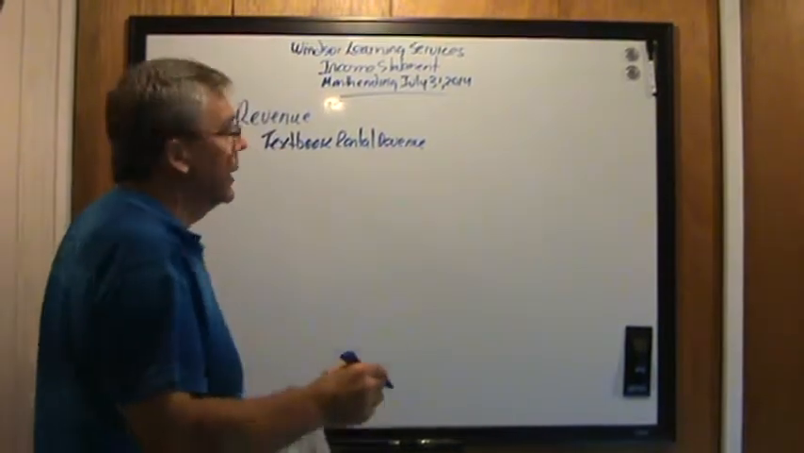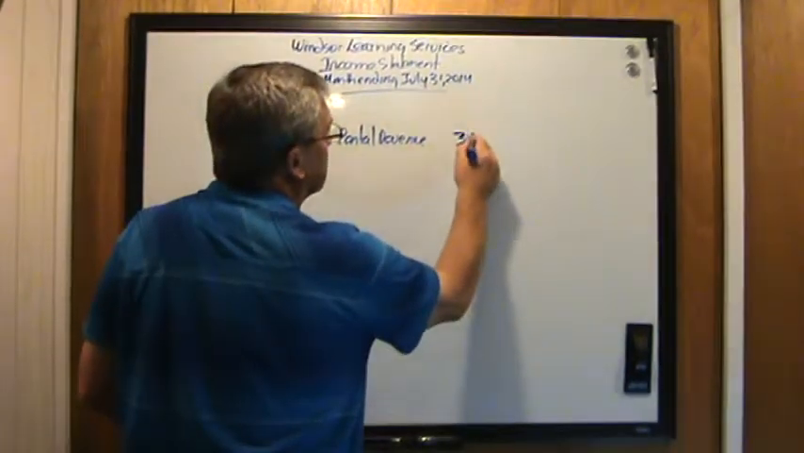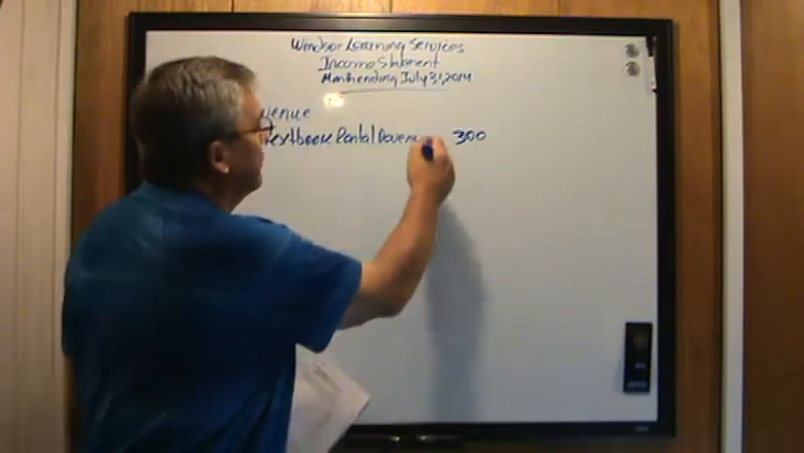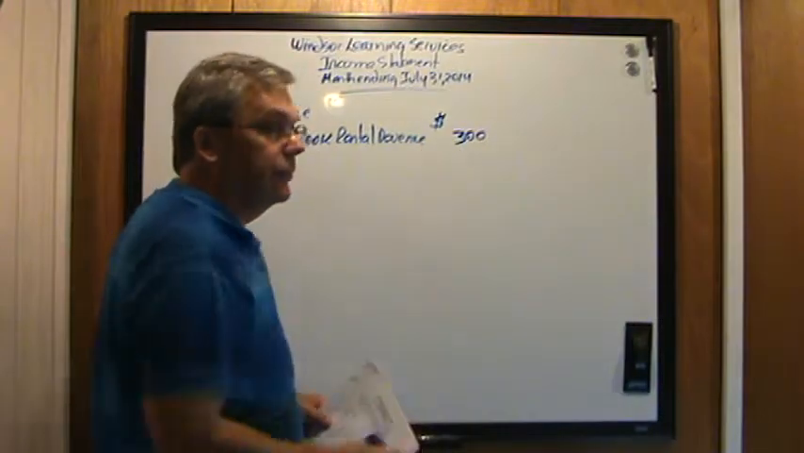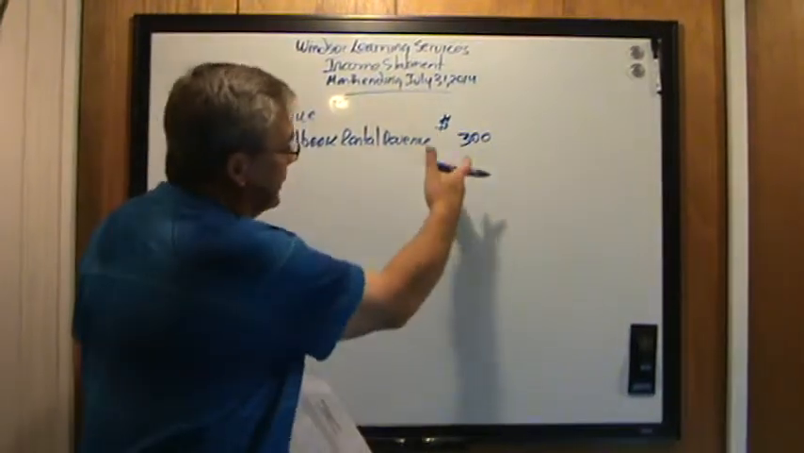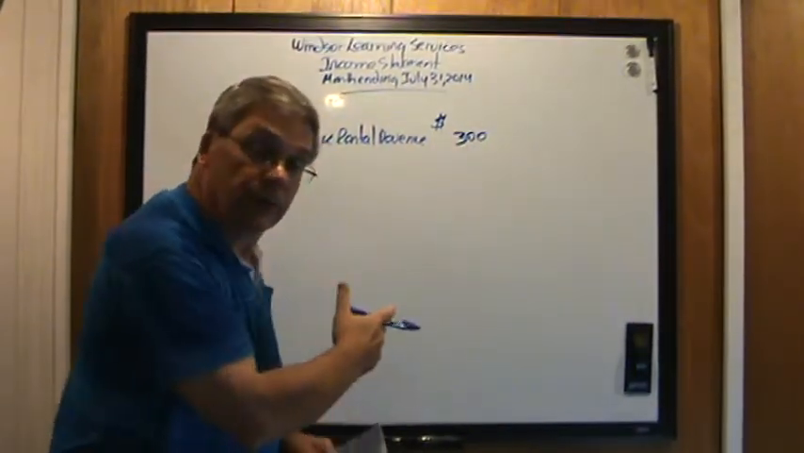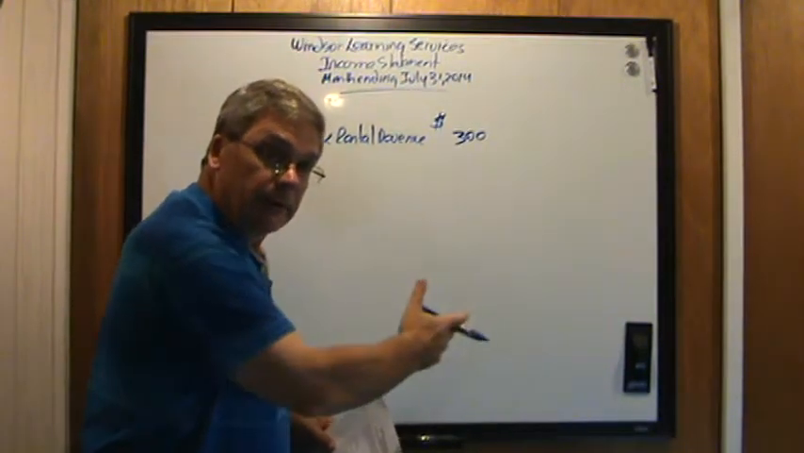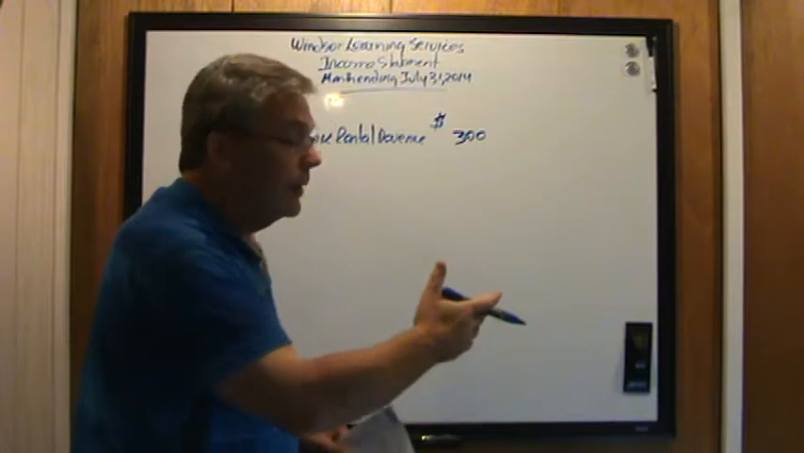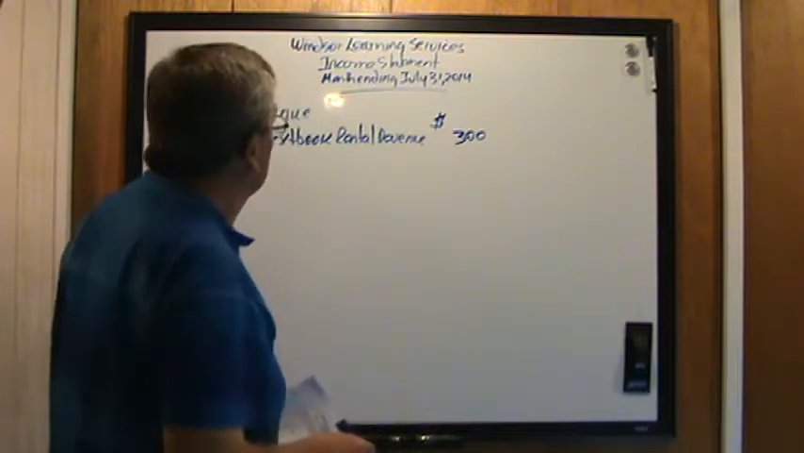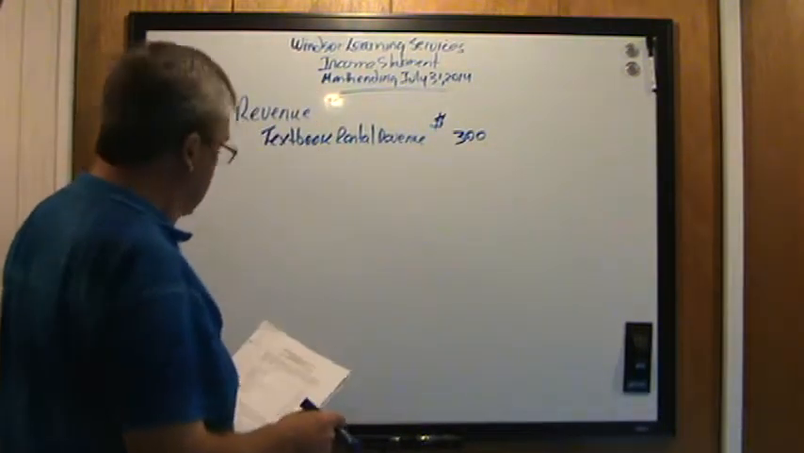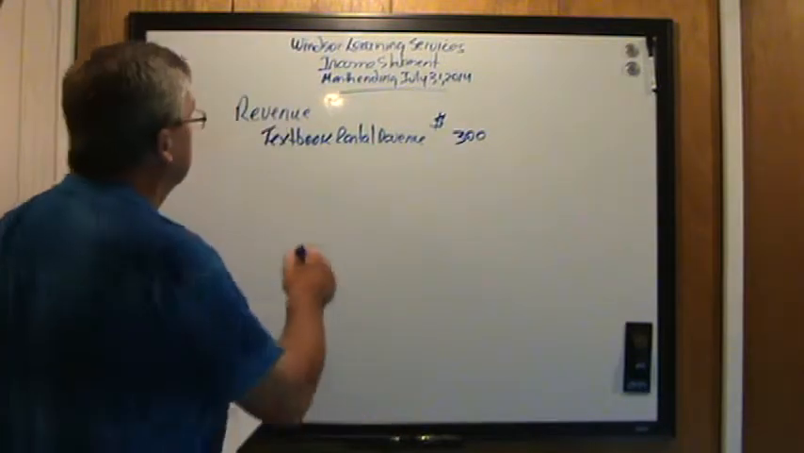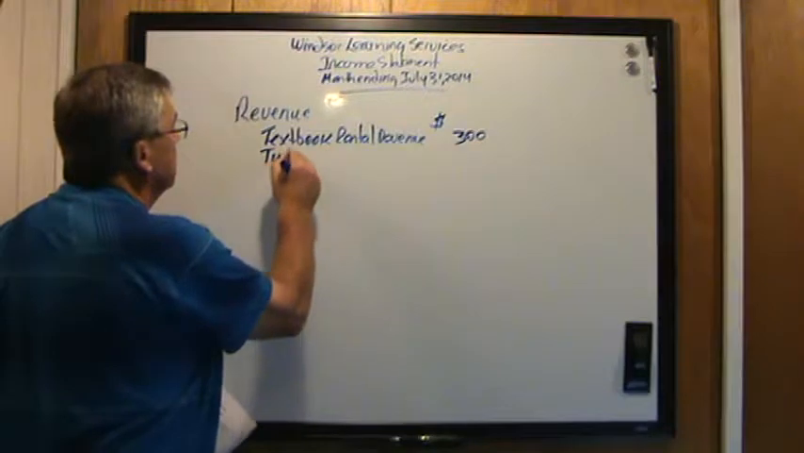Was $300. We're starting a new column, so we always put a dollar sign at the start of a new column, and that's the only dollar sign we'll see, except if there's a total amount, a final total, then we're going to double underline that. So textbook rental revenue was $300, and underneath that is tutoring fees earned. So we'll put that in as well.